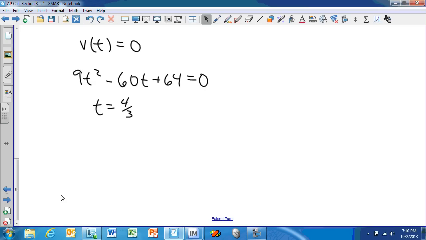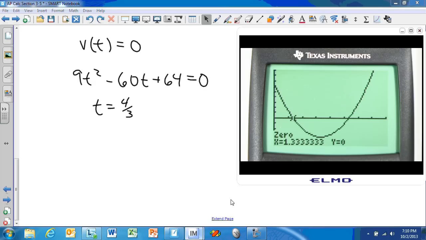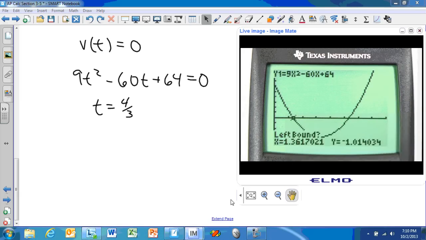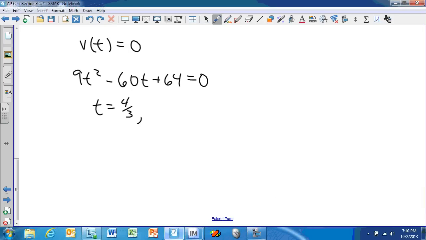All right. Now the other solution that I need to find is somewhere over here further to the right. We'll calculate that zero. So that one looks like it occurs somewhere between 5 and 6. I'll give it a left bound of 5 and a right bound of 6. And again, I'll give it a guess right in the middle there. And it looks like it's at 5 1/3. All right, 5 1/3 is 16/3 if you want to write it that way.